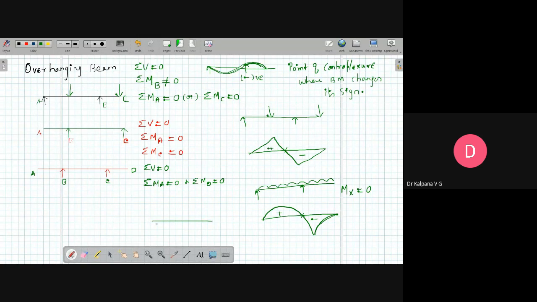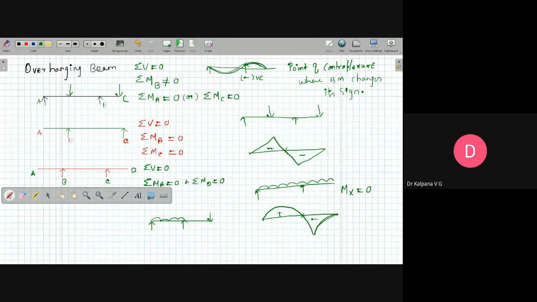These are all the simple cases. Always remember that there will be a change in the bending moment diagram for an overhanging beam. For the point load, force into distance, it's a straight line, and between the simply supported span it is subjected to UDL, so obviously there will be a parabolic line. So this is positive, this is negative.